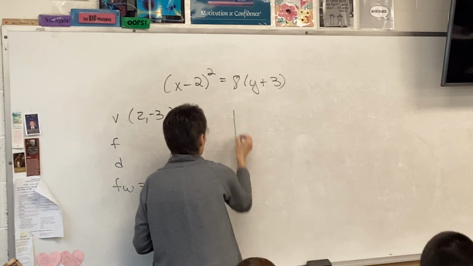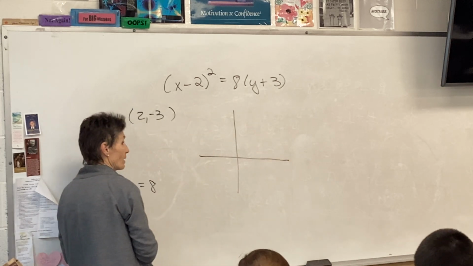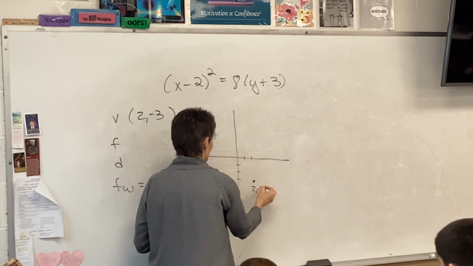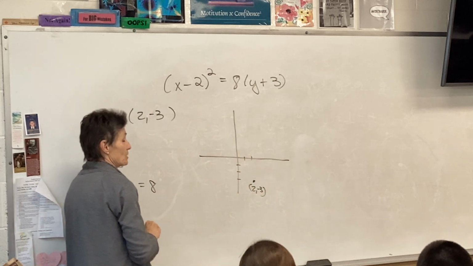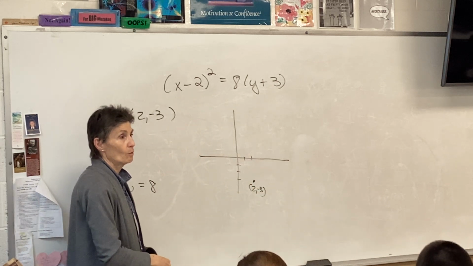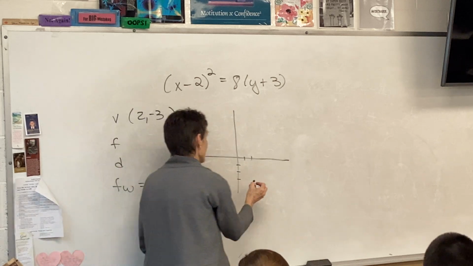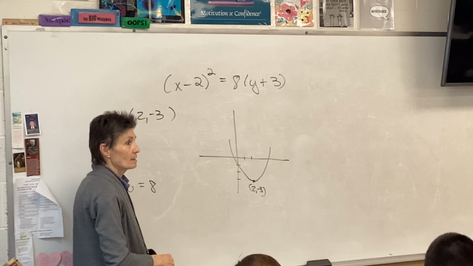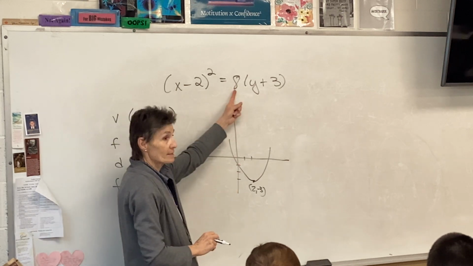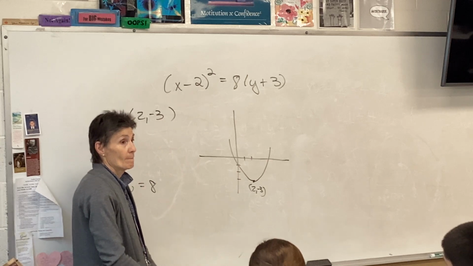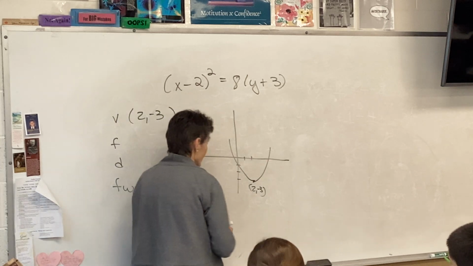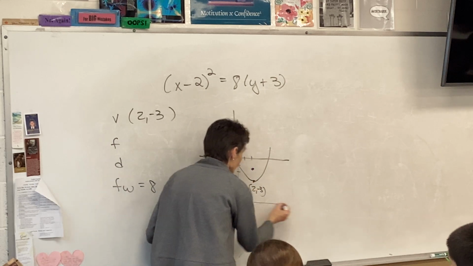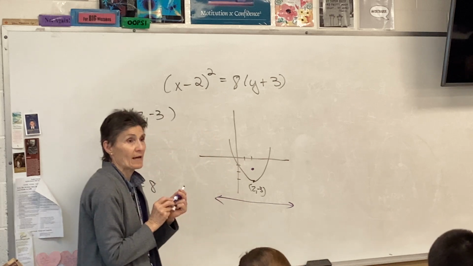Okay. Now, I gotta figure out my focus and my directrix. So (2, -3). Which way does it open? Up. Very good. We know it opens up because x squared is positive 8. That means that my focus is up here and my directrix is down here. Would everyone agree with that?